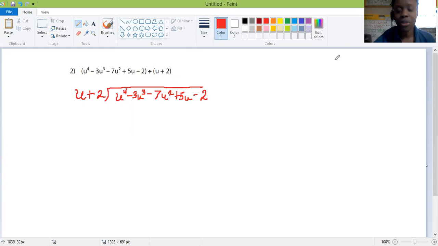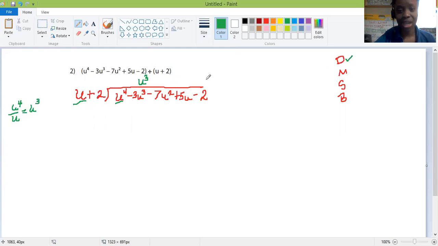So we're using the sentence dad, mom, sister, brother to help us remember we're dividing first, then multiplying, then subtracting, then we bring down. So what am I dividing? I'm dividing this u and this u to the fourth power to figure out what should go at the top. u to the fourth power divided by u is u to the third power because you subtract your exponents. So I'm going to put u to the third power over negative 3u to the third power, like terms over like terms.